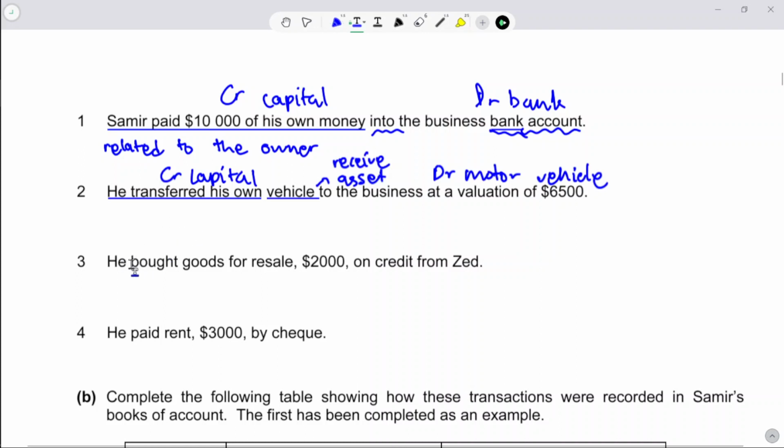Then let's see this line. Bought goods. Some might argue this is inventory. No, in accounting, we see the word bought goods, we focus on the action, so it's bought. So this one is a purchase. Purchase is a debit, expense, right? So it's debit. The other line will be the name.